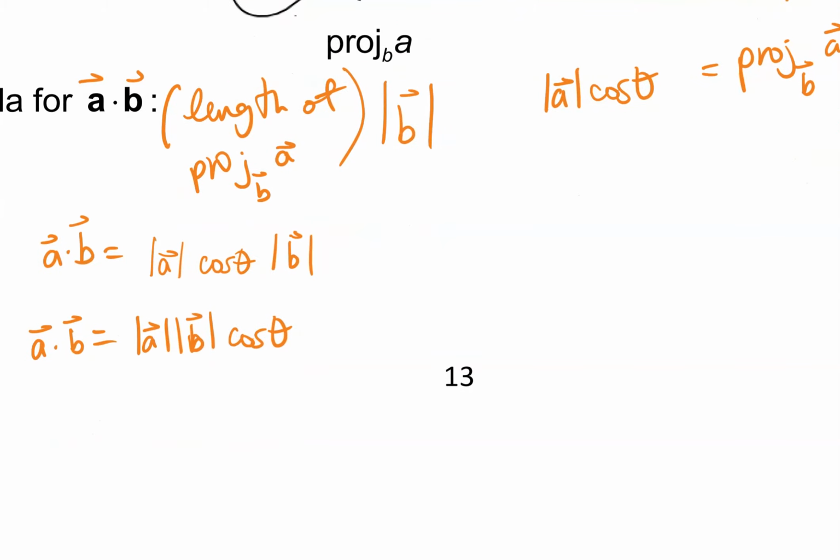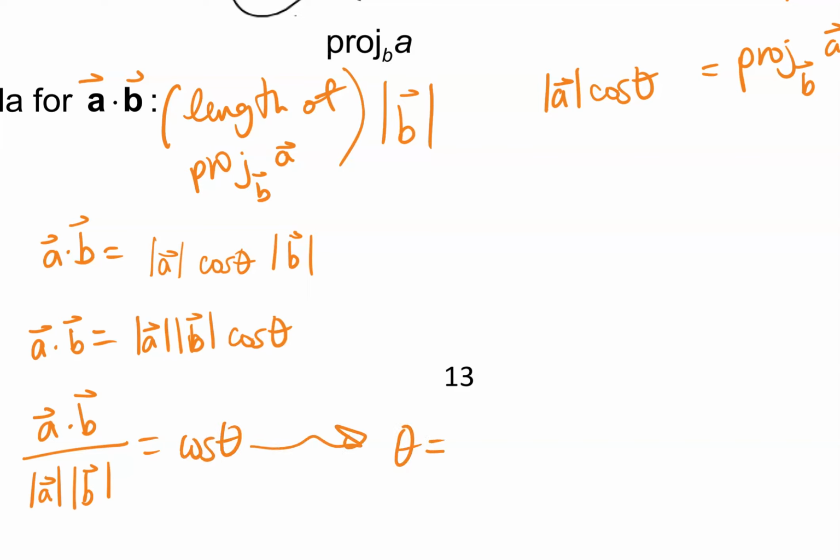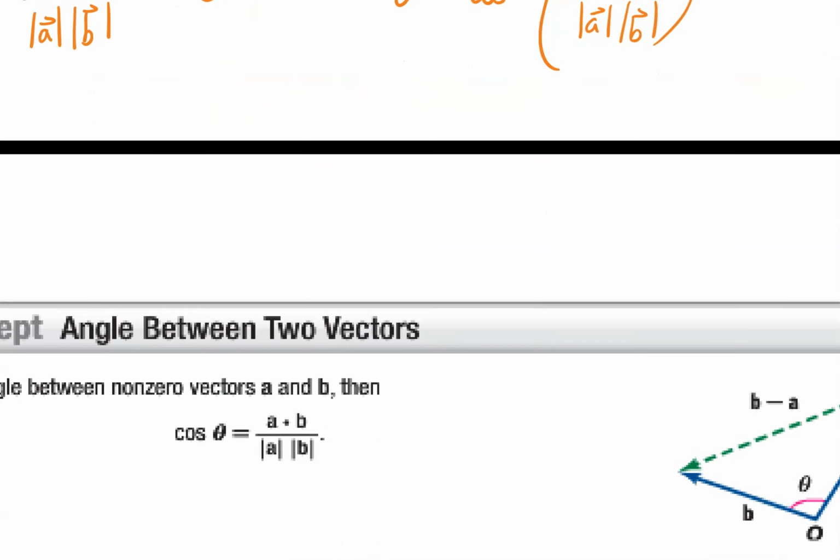If I'm trying to solve for the angle, you divide both sides by the magnitudes. So I have the dot product of A and B divided by the magnitude of A times the magnitude of B, and that's going to be cosine of theta. So of course, if you want to solve for theta, it's going to be the cosine inverse of the dot product over the magnitudes of both vectors. That's where this comes from.